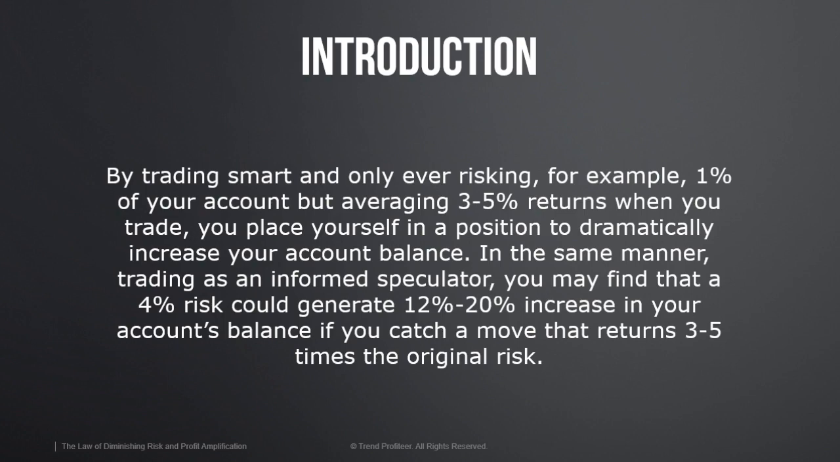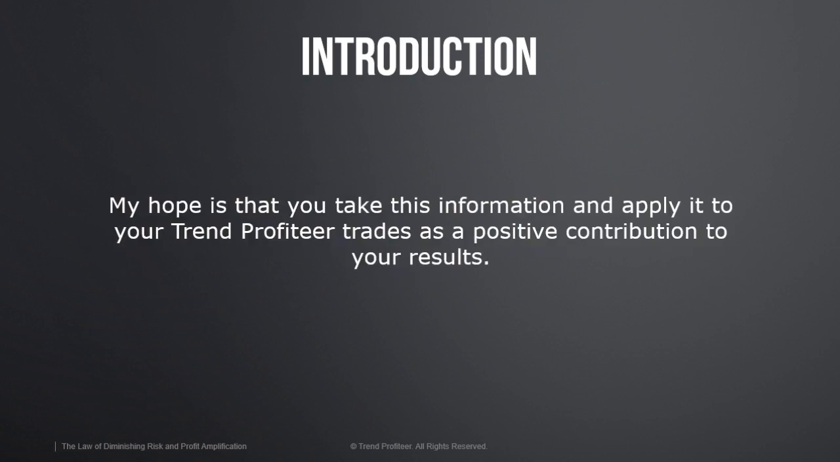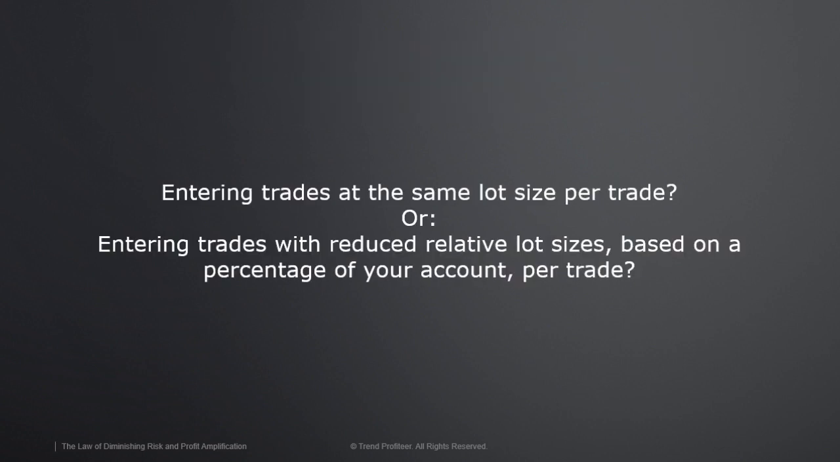In the same manner, trading as an informed speculator, you may find that a 4% risk could generate a 12% to 20% increase in your account's balance if you catch a move that returns 3 to 5 times the original risk. Once you understand how this law works and how to apply it, you can start exploiting this trading advantage whenever you wish for the sole purpose of maximizing returns. After all, that's what it's all about. My hope is that you take this information and apply it to your Trend Profiteer trades as a positive contribution to your results. So, how can you diminish risk effectively?